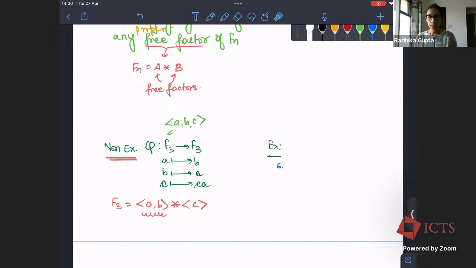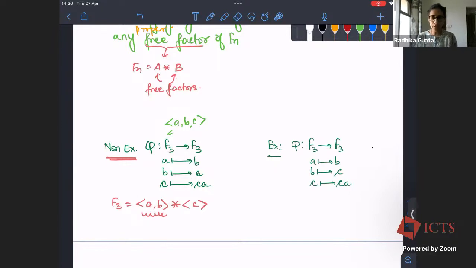Is this fully irreducible, or is this preserving a free factor? In fact, it is preserving this free factor generated by A comma B. Why is this a free factor? Because I can write my free group as a free product of the subgroup generated by A, B and the subgroup generated by C. And my automorphism is switching A and B, but it's preserving this subgroup. So this is not a fully irreducible free group automorphism.